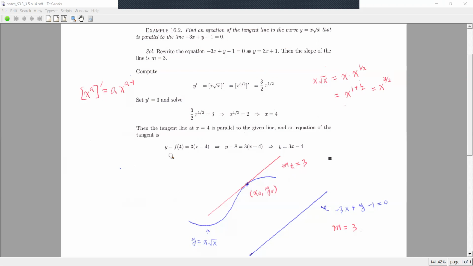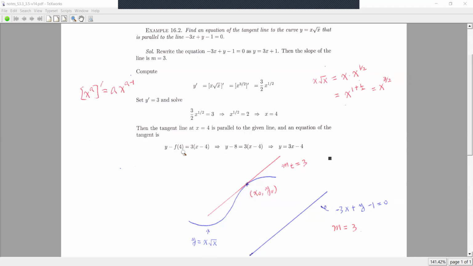The equation is y minus y1, where y1 is the function value at 4, is equal to the slope, number 3, parenthesis x minus x1, where x1 is 4.